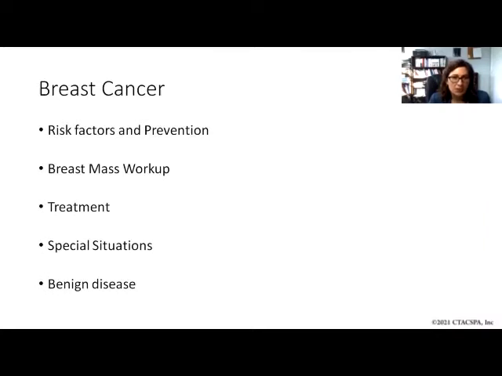We'll first start with the risk factors and prevention, then go to workup of the breast mass, the treatment of breast cancer, and then the special situations that they love to ask about in the ABSITE. And then finally, we'll be talking about some benign or semi-benign diseases.